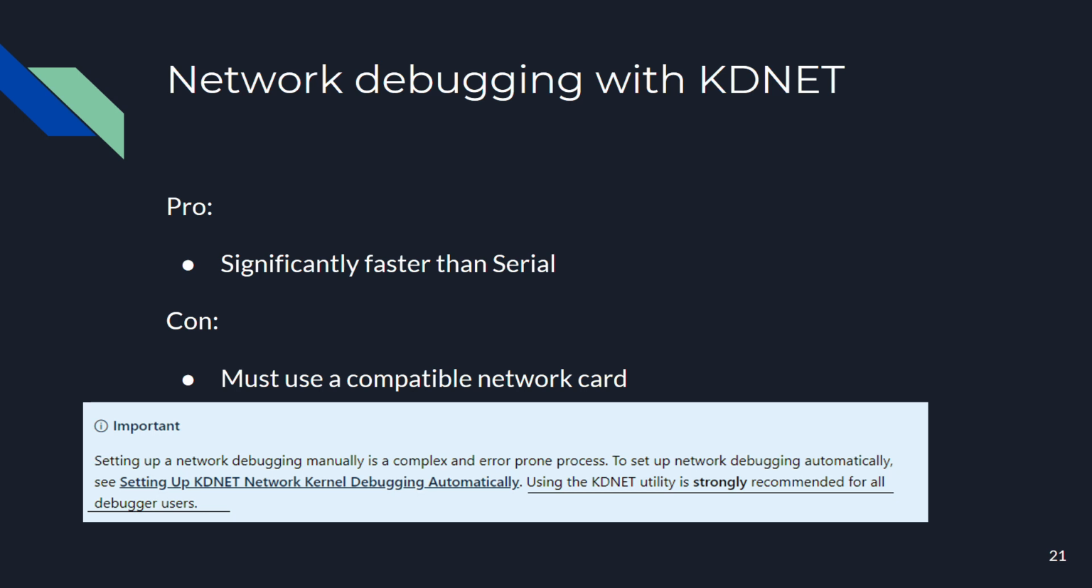So the pro about using KDNET versus serial, which we didn't mention at all, is that it is significantly faster. The only con here is that you have to have a compatible network card. Luckily, Windows has a huge list of compatible network cards. Chances are, if you're doing this, you already have one that is compatible. And if you don't, I can't help you.